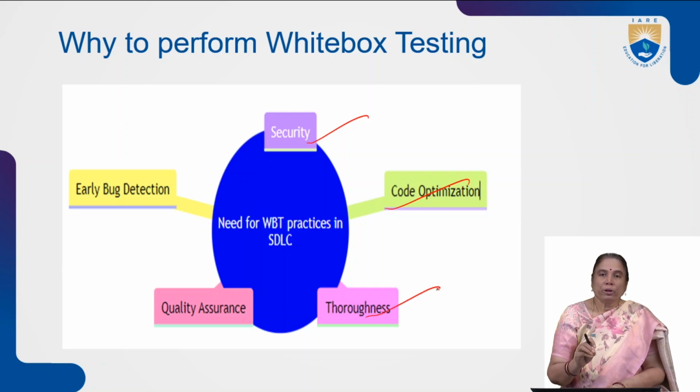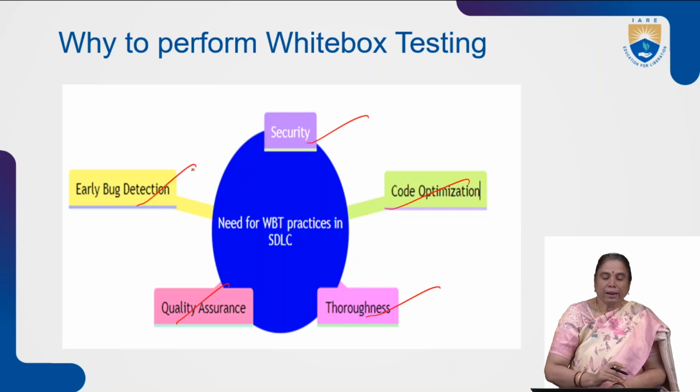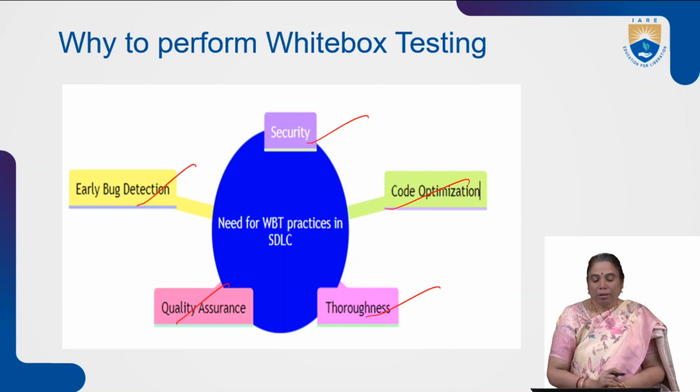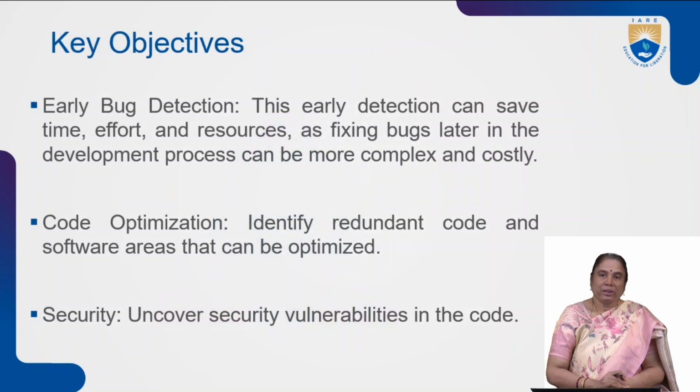So complete code coverage is carried out with the help of white box testing. Quality assurance: each requirement is taken care of, and it guarantees the fulfillment of the requirements. And the bugs can be detected early, so that it avoids taking the project into the risk-prone area.